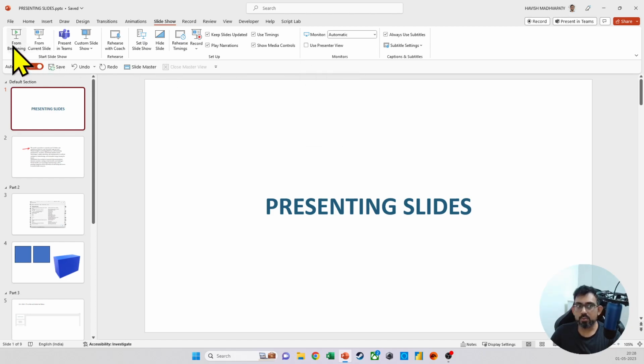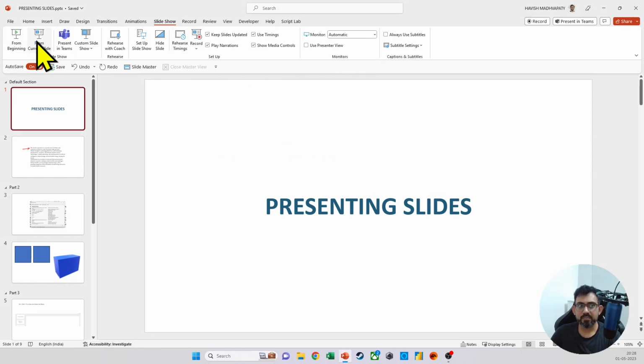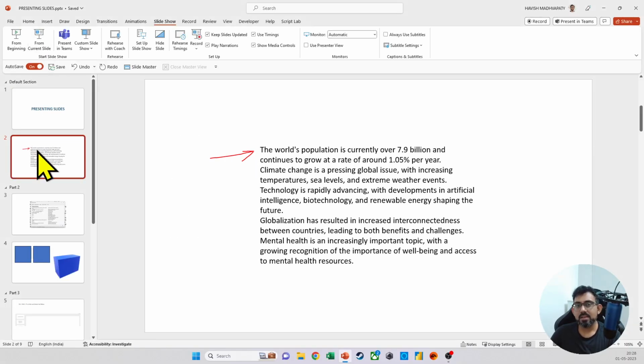Now if we just go to from beginning, the shortcut is F5, and then from the current slide is Shift F5. Very simple. You notice that it goes full screen like this, and then from current slide will take you full screen only from the active slide like this.